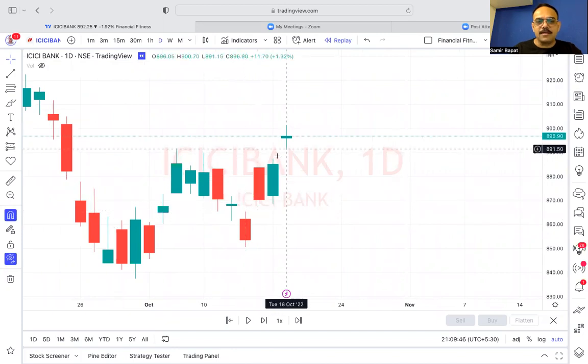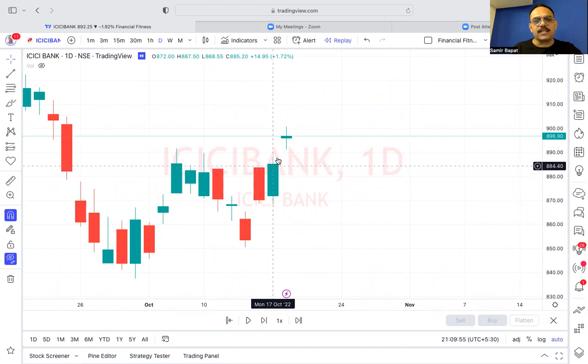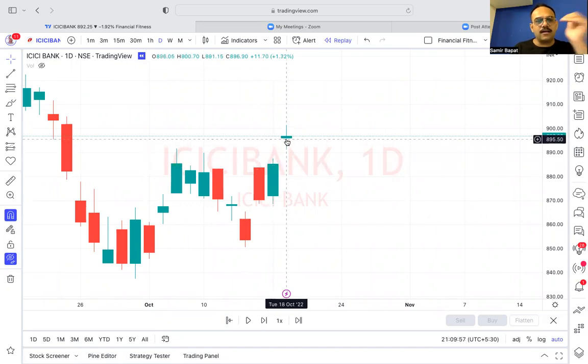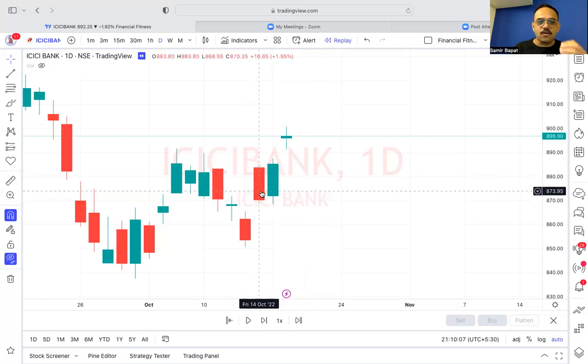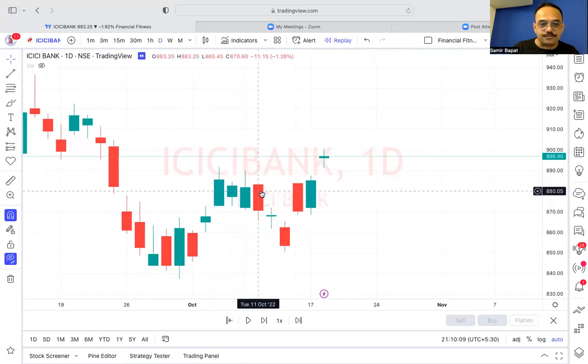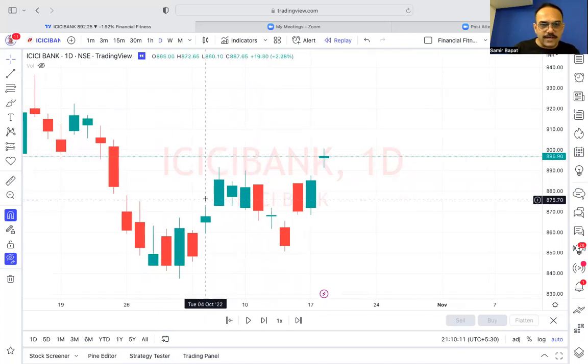There is a gap. First, let's see this. This is 18th October. This is 17th October. The 17th October high was 887.50. Here, the low was 891. So almost 3 rupees gap was there. So this is a gap. So a gap can be 7 rupees, 3 rupees, or even 10 paise also. Okay. So let's find out a 10 paise gap.